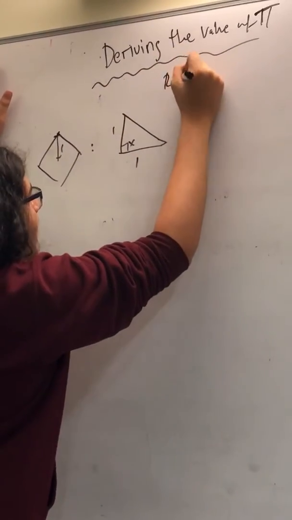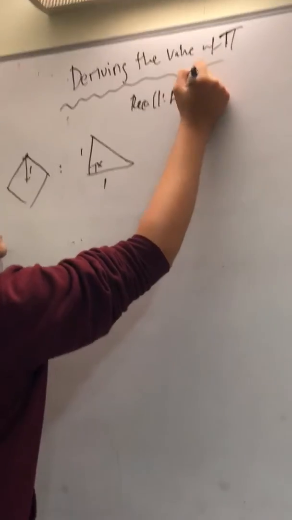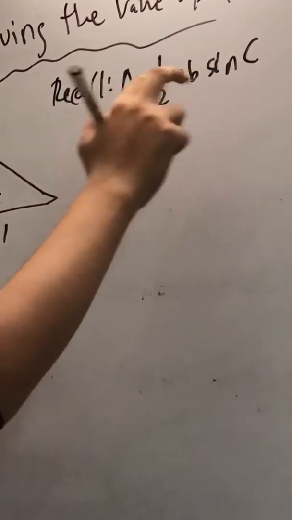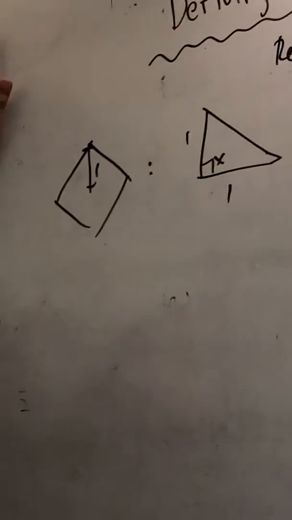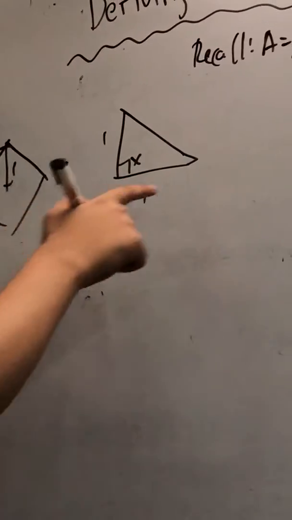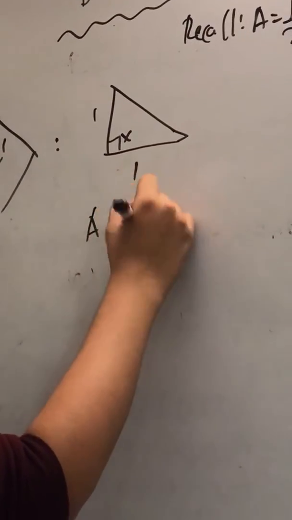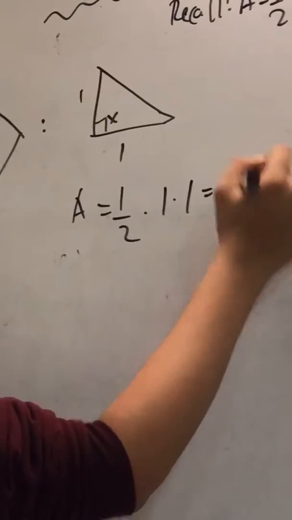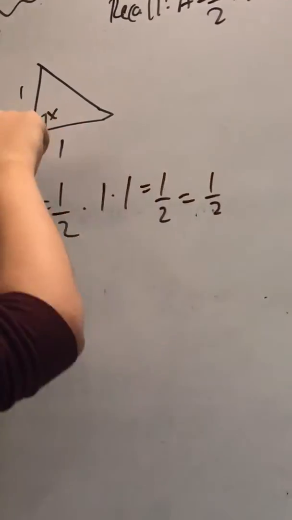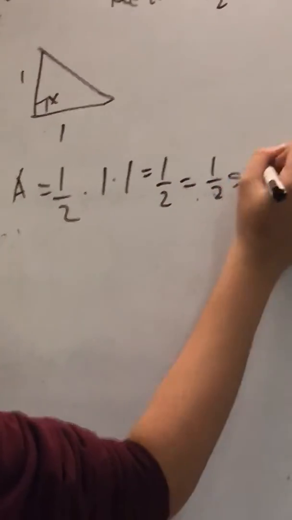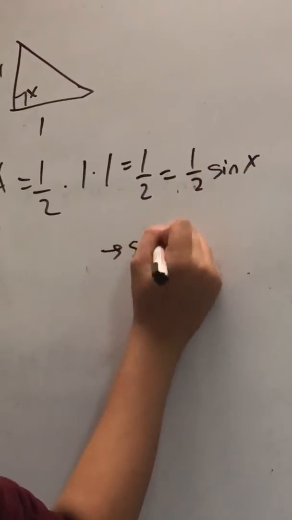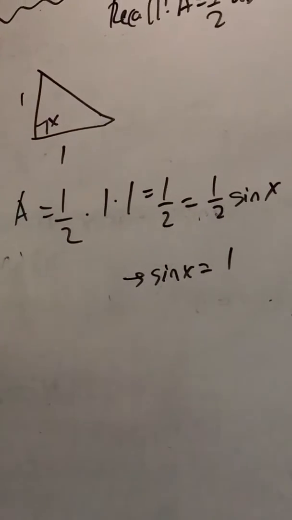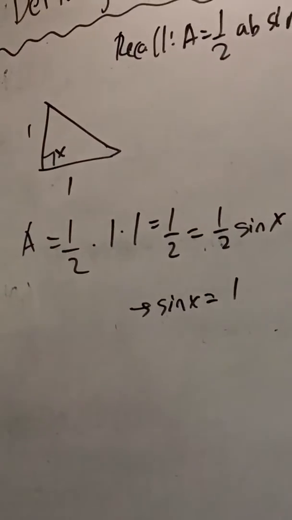Recall that the area of a triangle is equal to 1/2 AB sine C, where C is the angle nested between 2 sides A and B. However, the area is also equal to 1/2 base times height. So the area for this triangle is simply equal to 1/2 times 1 times 1 times sine of x, which is equal to 1/2. So that gives you sine of x is equal to 1. So this central angle has sine 1. What can we find about the sine of the next iterations?